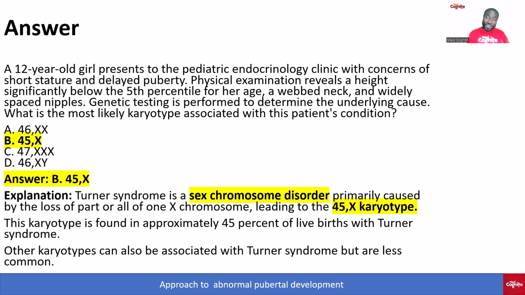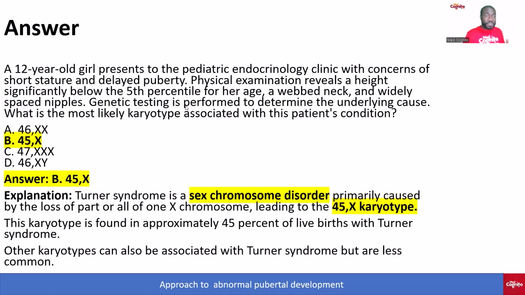Don't forget that you are not a geneticist. You are going to write an exam which is at the level of a medical student, right? So don't go too deep in the things you learn. Rather, make sure that the common things you master them. So 45X is not the only karyotype of Turner syndrome. There are other ones. But for the sake of your exam, I want you to master that one. Other karyotypes can also be associated with Turner syndrome, but are less common.